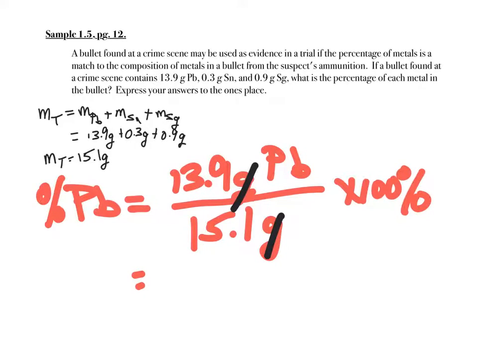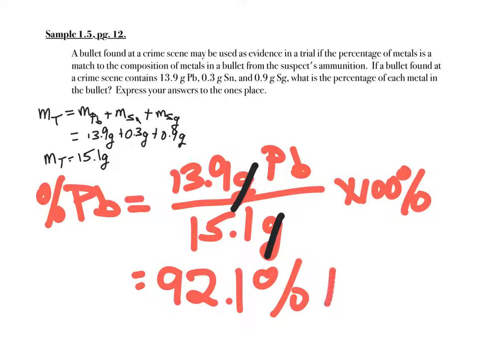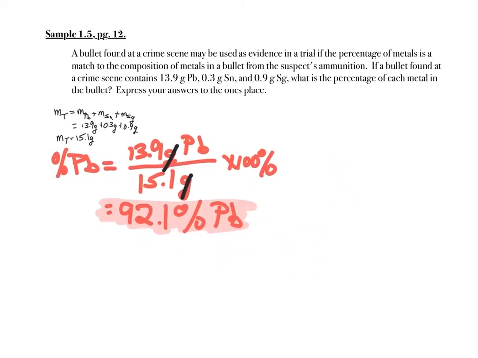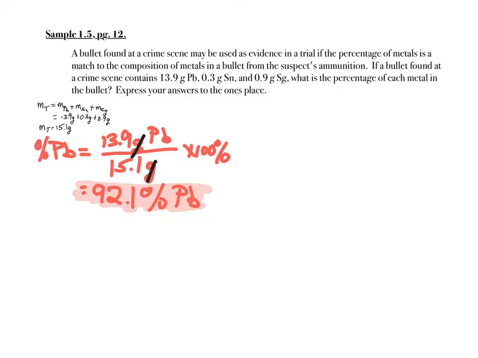And we get 92.05%. But I'm going to round it to 3 digits because the numbers that I started with each had 3 themselves. All right, so that gives us the lead. Now, what about the percent tin?